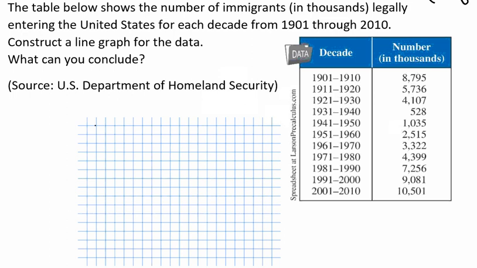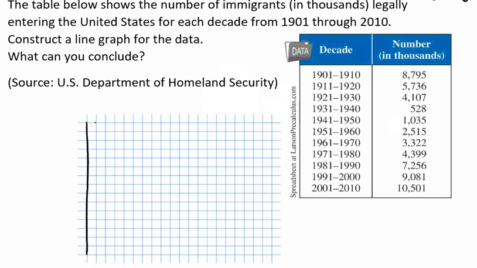So in this video, we're going to be constructing a line graph. A line graph is similar to a standard coordinate graph, and line graphs are usually used to show trends over periods of time. So we're going to begin by drawing a vertical axis to represent the number of immigrants in thousands. Then we're going to label the horizontal axis with decades and plot the points shown in the table.